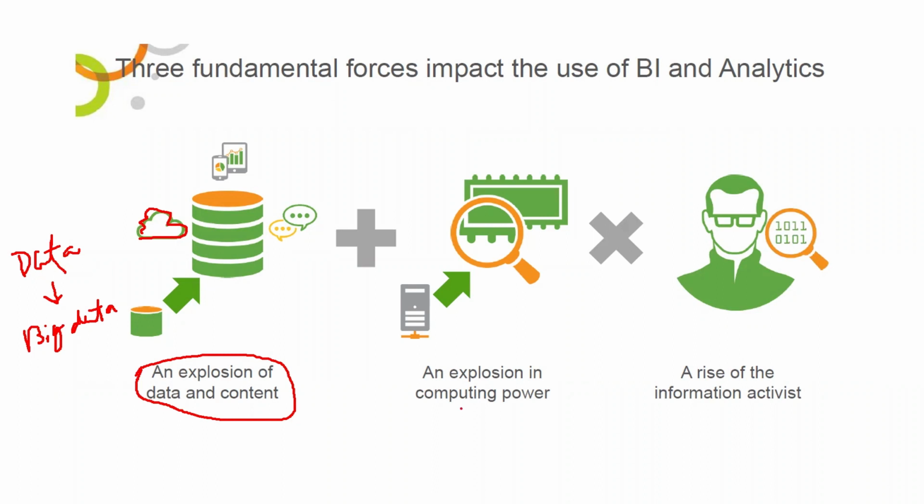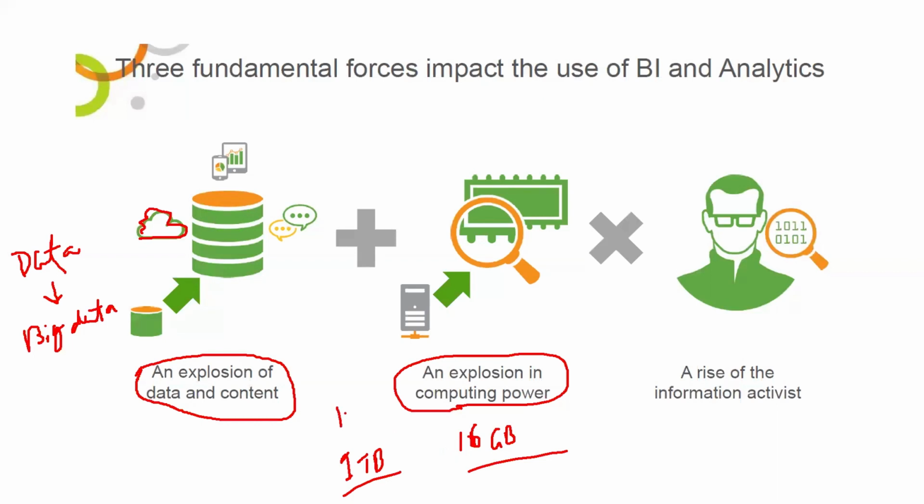There is an explosion in computing power. Earlier, if you remember, we used to have 1 GB, 2 GB RAM. Now, personal use laptops typically start somewhere around 16 GB RAM. People are easily buying 16 GB RAM, and people are buying 1 TB hard disks. So there is an explosion of computing power. If you look at the Intel processors, those are now 12th generation processors, with very good clock speeds. So there is an explosion of computing power, an explosion of data, and the rise of the information activist.